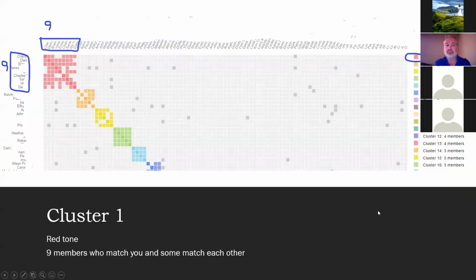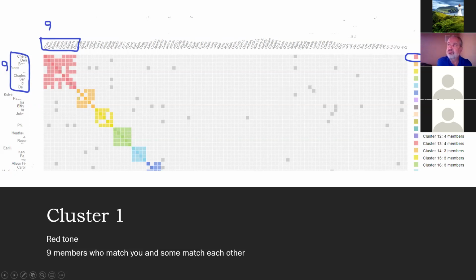So I know this is kind of hard to read, but I want you to see what the full thing looks like. And when you're looking at it at home, you can upsize your screen. You might be able to, on the recording, make it a little bit larger. But this is still my dad's cluster. And there are 9 members who match dad and match each other. Some match each other and some don't. And that's cluster number 1.